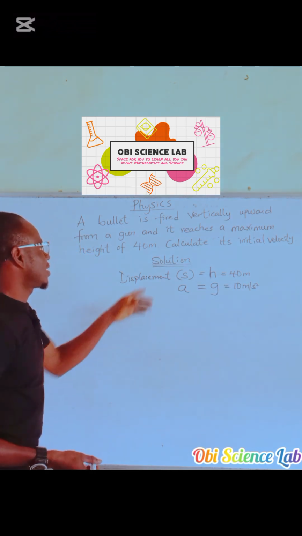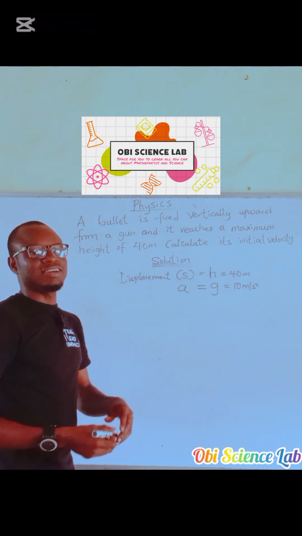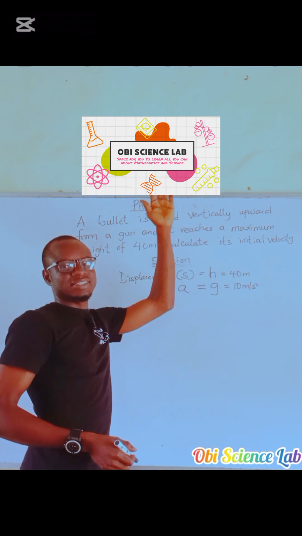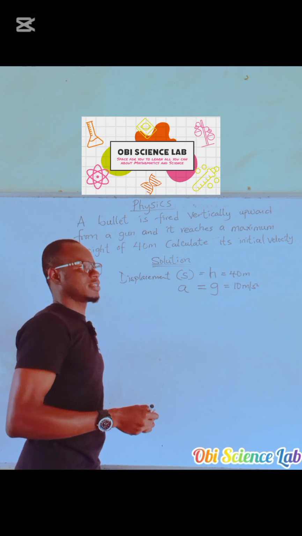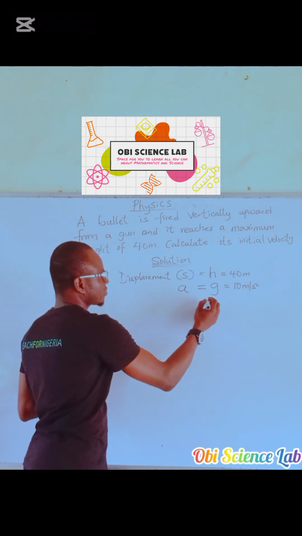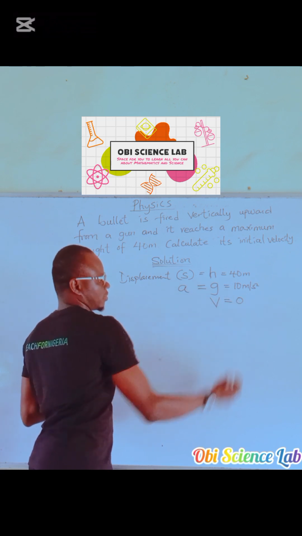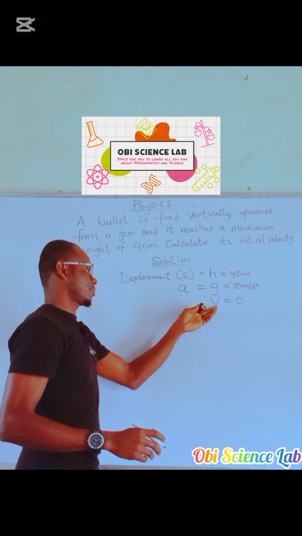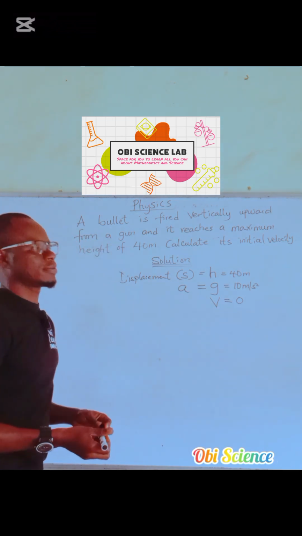Again, we are told that this bullet was able to reach its maximum height, and any object that is subjected to upward movement, when it reaches the maximum height, there is a short stoppage experienced by the object, and whenever there is a stoppage, velocity is always zero. Whenever there is no movement, velocity is zero. And these are the things that we have to take note of from this particular question.